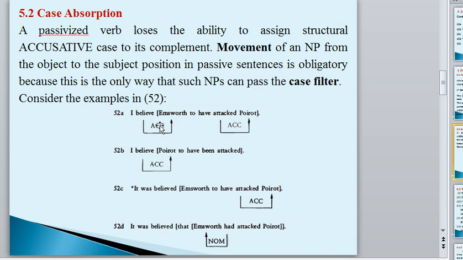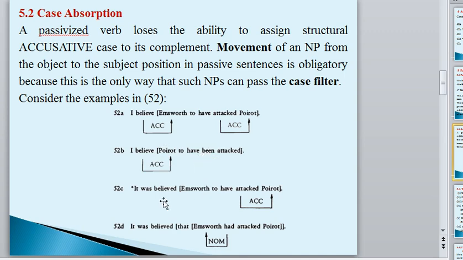Again, look at the examples. I believe Emsworth to have attacked Poirot. That's okay. The verb can assign accusative case to the subject of the infinitive; this is exceptional case marking. Look at another example: I believe Poirot to have been attacked. Because have been attacked is passive, a passive verb cannot assign case, so Poirot moves to the subject position, and this is okay.